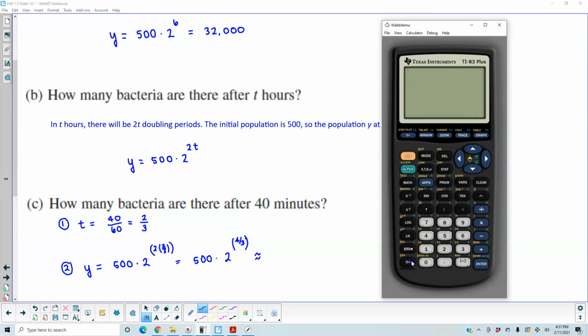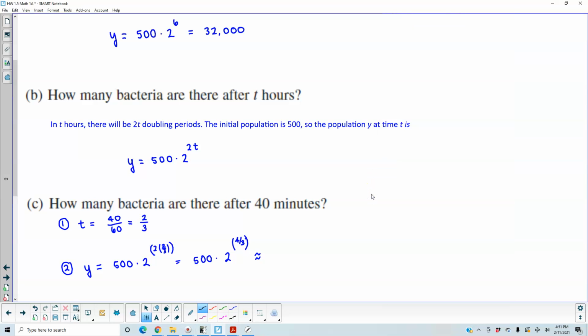So let's put that in our calculator. So we have 500 times 2 to the power of 4 divided by 3. And we get approximately 1259.9, which we can round up to 1260. So that means the bacteria that's there after 40 minutes is 1,260.